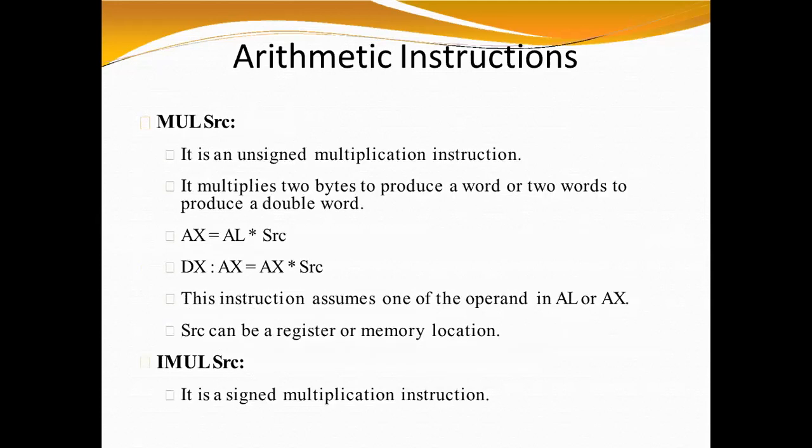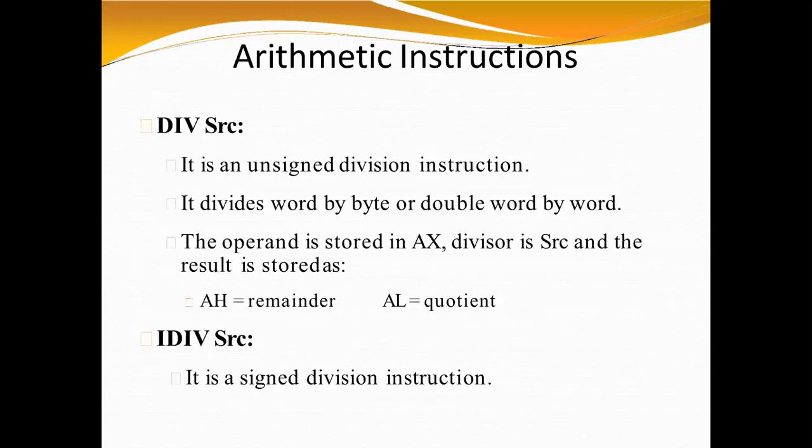MUL source is used to multiply unsigned byte by byte. It is an unsigned multiplication instruction: two bytes produce a word, or two words produce a double word. AX equals AL times source, or DX:AX equals AX times source. This instruction assumes that one of the operands is in AL or AX, and the other can be a register or memory location. IMUL means signed multiplication instruction.